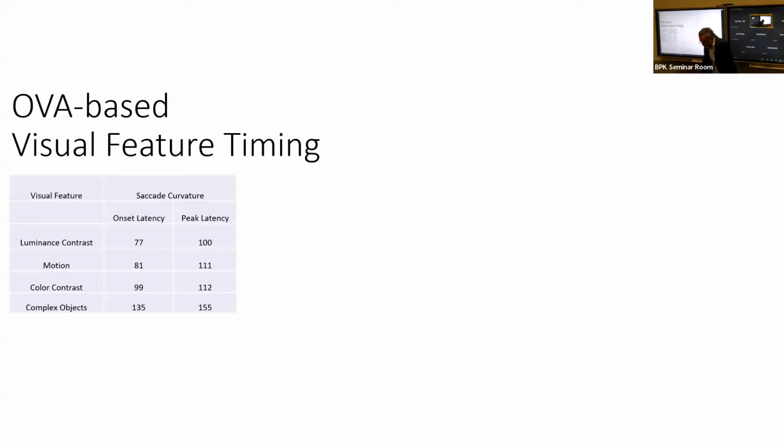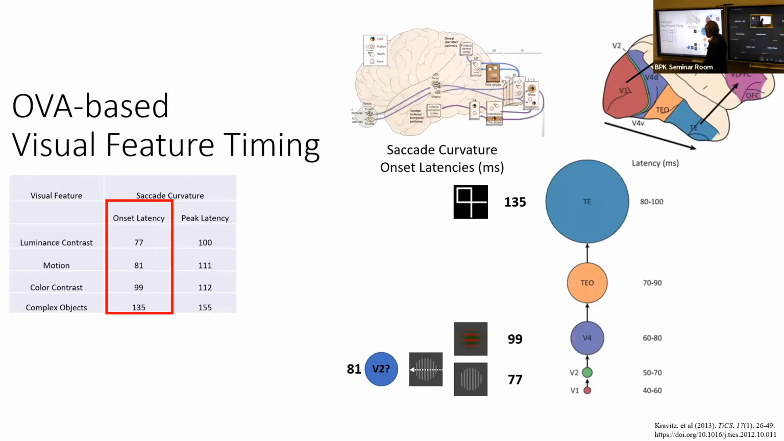So if we take a look at all that data, it's pretty simple to see. We take those numbers, we plot them up here with the stimuli, and we look at what was found in the monkeys. So our luminance grading, 77 milliseconds, falling in around V1, V2. Color at 99 is also a little longer, but again, in line with what we'd expect for V4. Complex objects fall in there. Motion falls quite close. It's either V1 or V2.